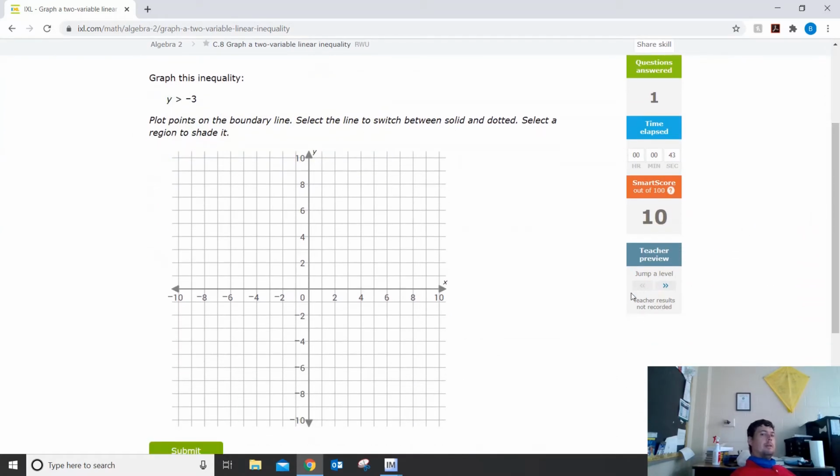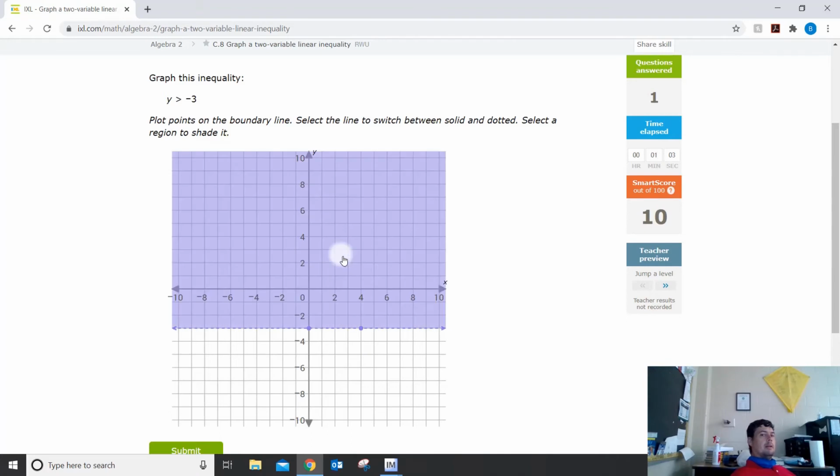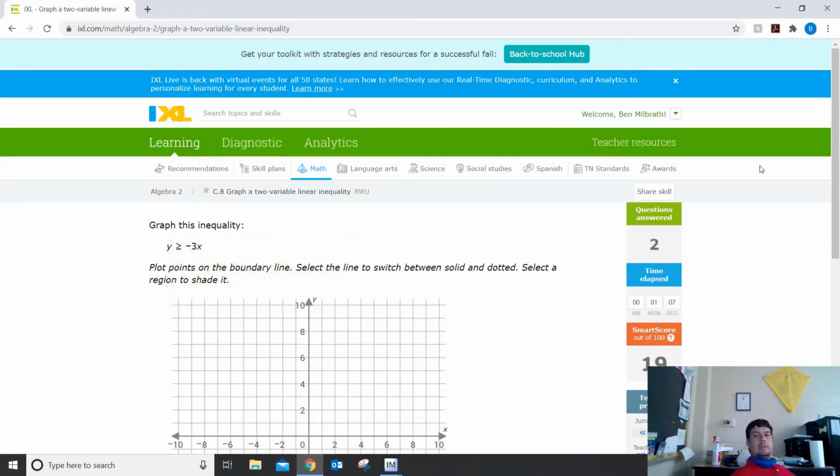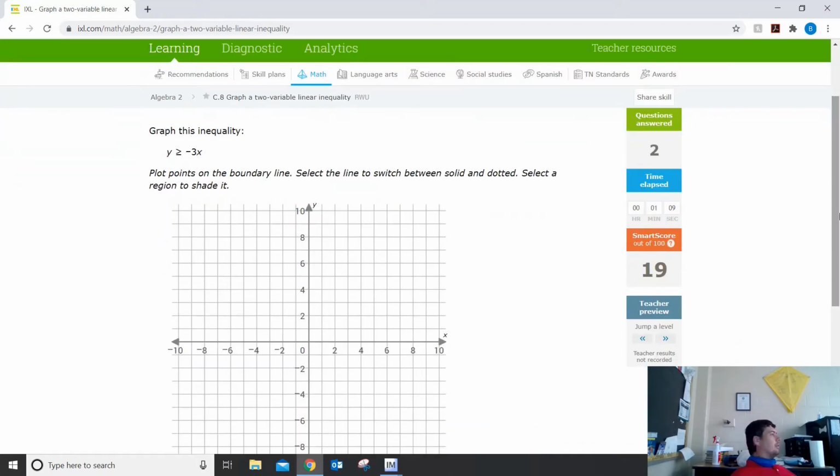Here's y greater than -3. So where do I plot points? I've got to plot 2 of them at -3. Now, solid or dashed? So what I do is I hold my cursor over the line, and what do you see? I see dashed lines, so I click. How do I shade? Above. It's not obvious. So that's really all there is to using it.